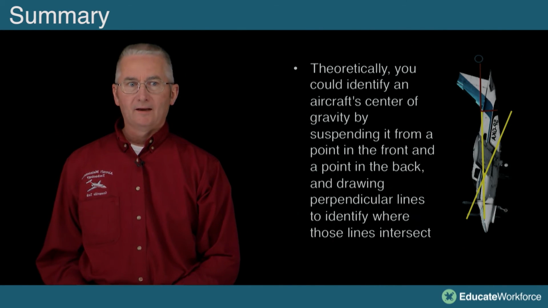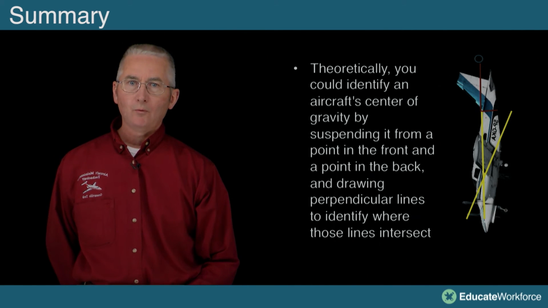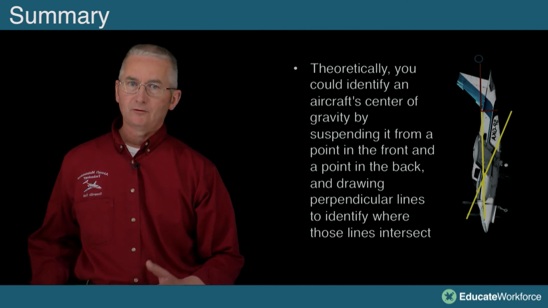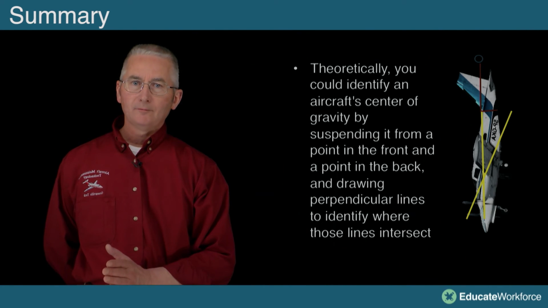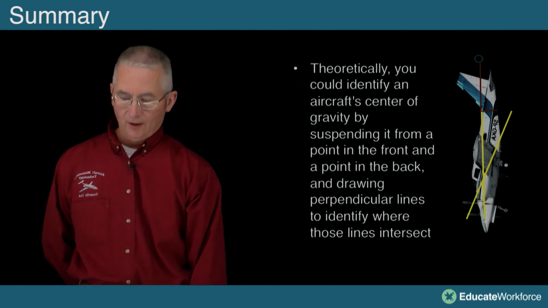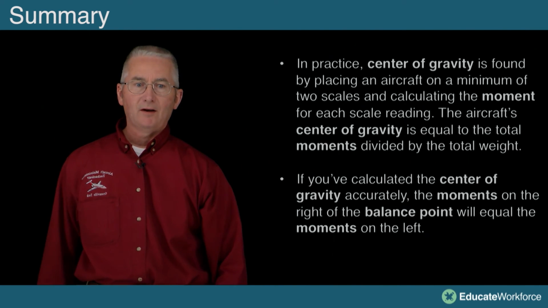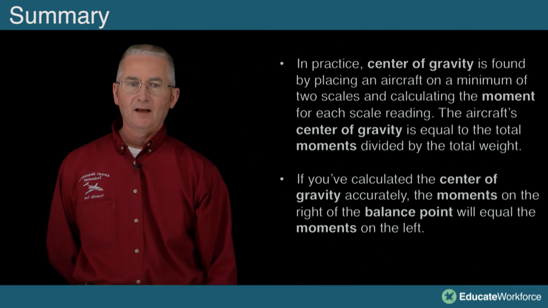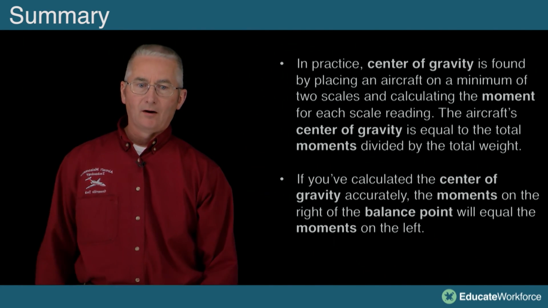So we're going to rely on jacks to go ahead and weigh the aircraft. We're going to go ahead and get the actual weight. We'll know where the jacks were placed, so we'll have the arm of the jack from the datum, and then when you take the arm times the weight, we can calculate the moment of that aircraft. In practice, the center of gravity is found by placing the aircraft on the scales, as we just said, and calculating the moment and the arm.